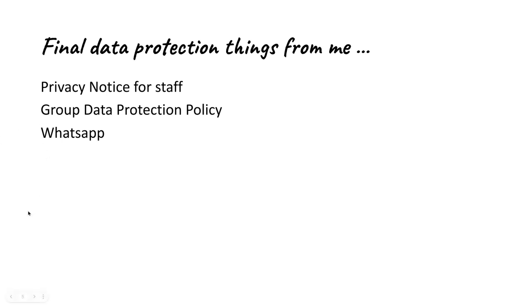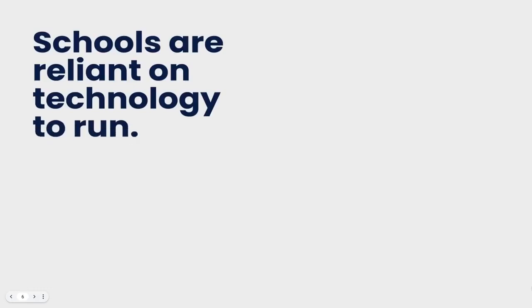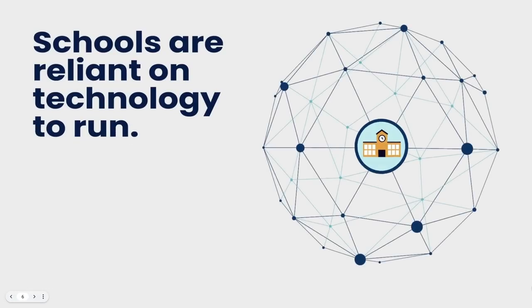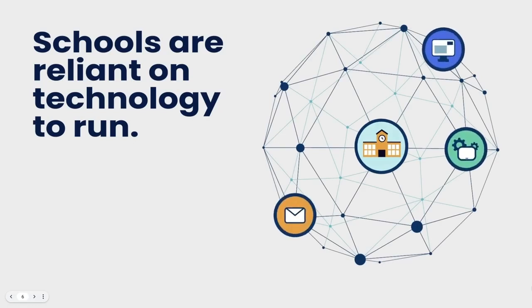So now we're going to move to the cybersecurity training session. Your school will be reliant on technology to run. For example, the school's email, teachers' online lesson plans, and MIS system is now a crucial part of everyday life in a school. When something goes wrong with this technology, it can have a devastating and sometimes critical impact on the operations of the school.